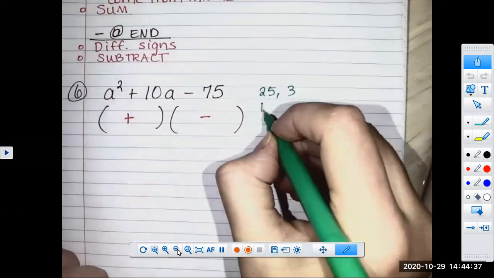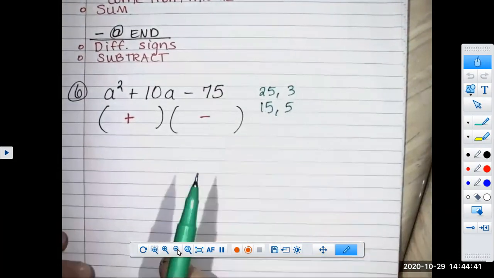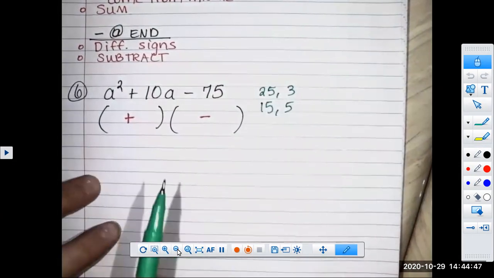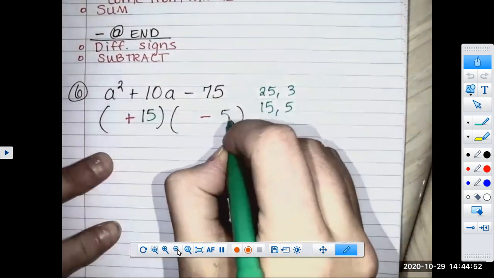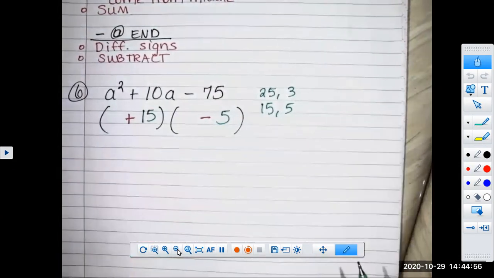What about 15 and 5? Is 15 times 5 75? Yes, and 15 minus 5 is 10, right? Okay, so your bigger number, 15, has to go with your plus sign because your middle term is positive.